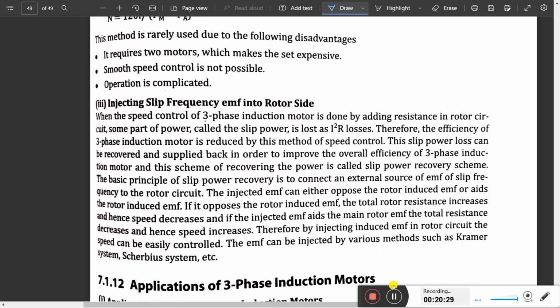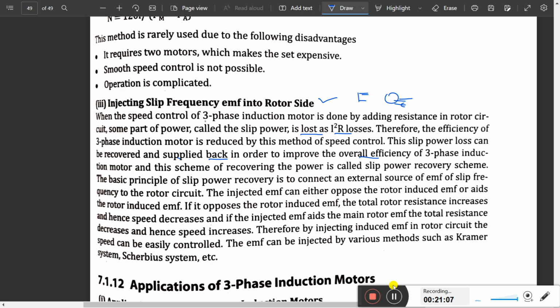Now coming to the last one, injecting a supply frequency EMF into the rotor side. When speed control of the induction motor is done by adding extra resistance, some part of the power, called slip power, is lost as I squared R. Therefore, the efficiency of the three-phase induction motor is reduced by this method. This slip power loss can be recovered by supplying it back in order to improve the overall efficiency. This scheme of recovering the power is called the slip power recovery scheme.